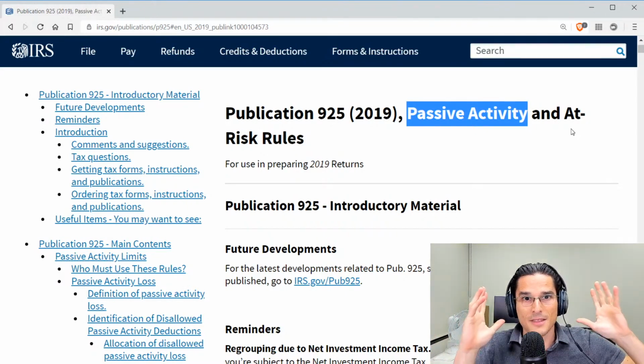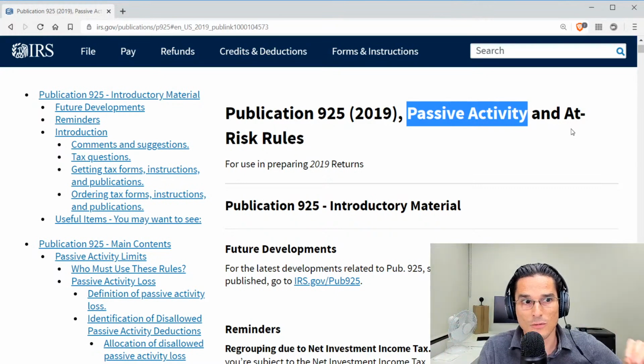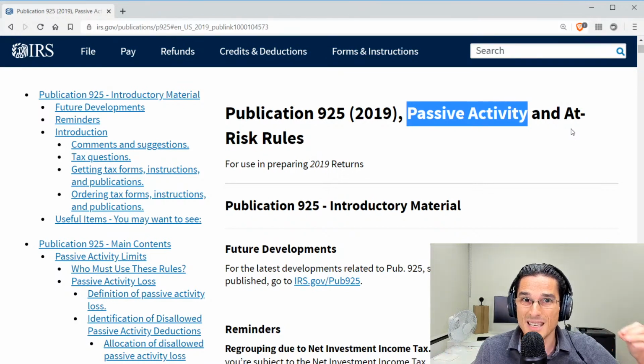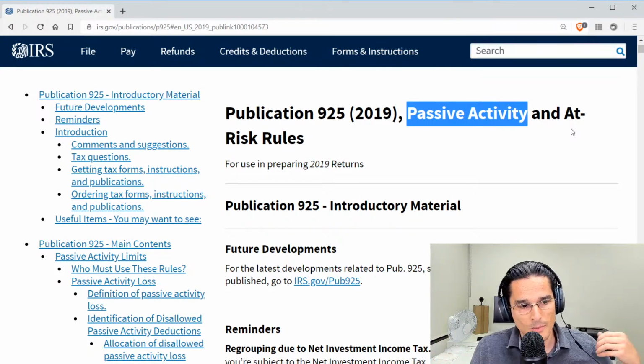All right. And this is what Publication 925 delves into. And it's a very specific, very clear document. It has a lot of examples. It's really easy reading and a good place to get started to wrap your head around all these different crazy aspects of the tax code.